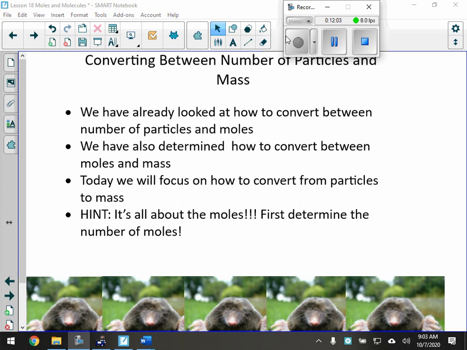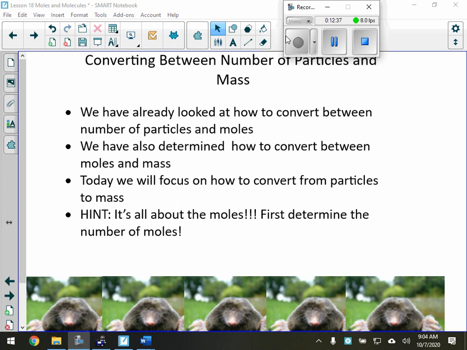We've already practiced converting between the number of particles and moles. I remember 2 days ago we said, if you got 2 moles, how many molecules is that? And we did that little ratio, remember the egg thing? 1 mole is 6.02 times 10 to the 23 of anything. That was 2 days ago. We also talked about how to convert mass into moles. That was yesterday. We're now going to combine the 2 together.